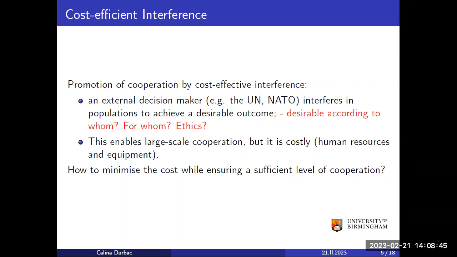But for the talk at hand, this is a math talk. We're assuming everything's fine and the institution knows what it's doing. What we know is that this kind of institutional incentive enables large-scale cooperation. It is, however, costly, both in human resources and in equipment. So we're naturally interested in minimizing the cost whilst ensuring a sufficient level of cooperation.